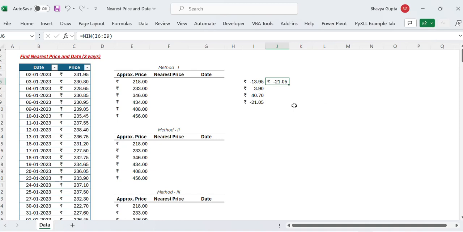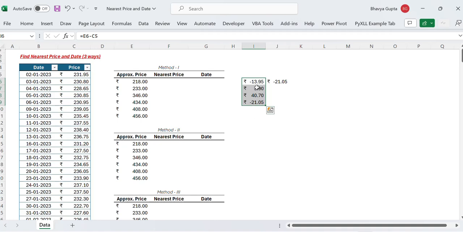Now this is misleading. Why is this misleading? Because we have to consider the absolute differences. We don't have to consider the direction. The value which we are trying to look up could either be greater than 218 or less than this approximate price 218, but its distance should be minimum. Its distance should be lowest. So in this list, in absolute terms, the minimum distance, the lowest distance is 3.9. So we have to consider the absolute differences from this list.